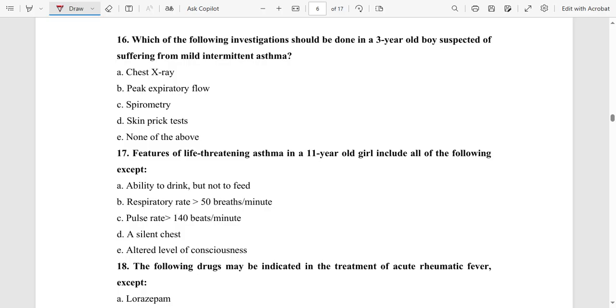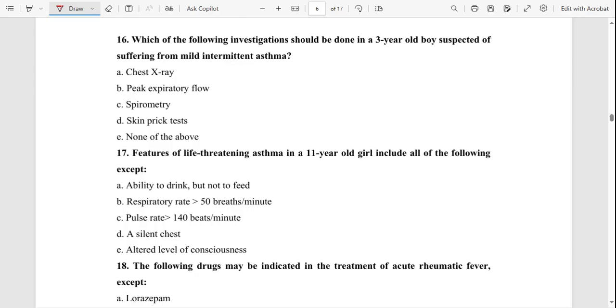I think peak expiratory flow is also not reliable in younger children. Anything more? Oh, that's it. So also for C, I don't know, but for D, what I know is that it is used to identify the triggers for asthma, not for diagnosis. Okay. Thank you so much.